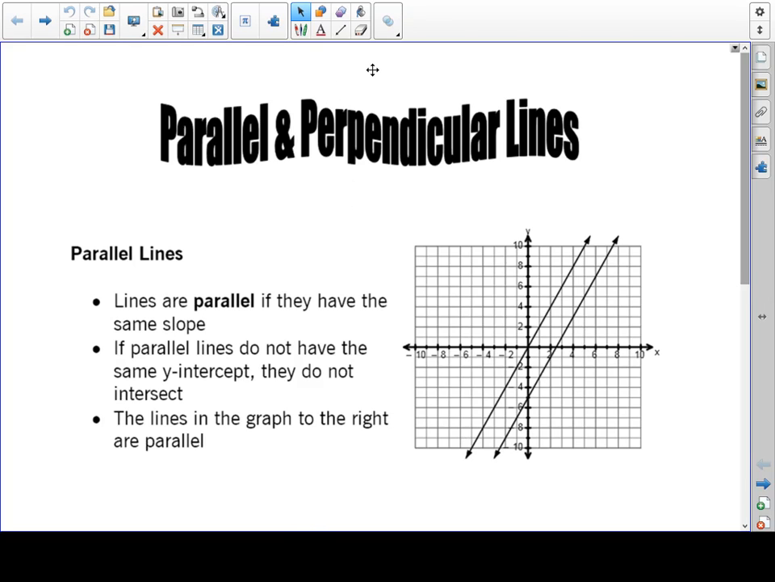Hi, grade 10s. Today we're going to talk about parallel and perpendicular lines. So let's talk about parallel lines first.